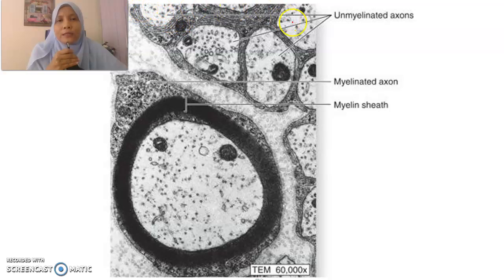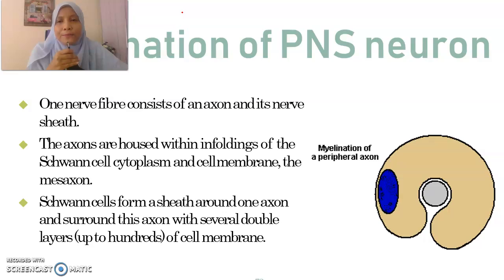Okay, you see here the differences between unmyelinated and myelinated axons. For the myelinated axon, inside the nerve fiber there is a myelin sheath that is thicker in size. But for the unmyelinated axon, for example here, it does not have any myelin sheath surrounding it. Alright, so what it has, we will see after this.